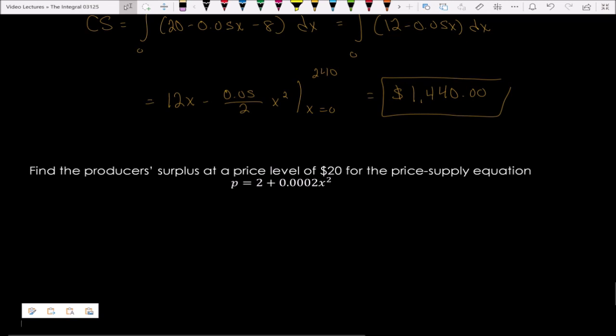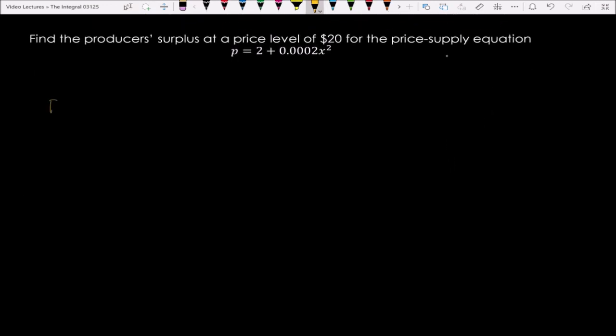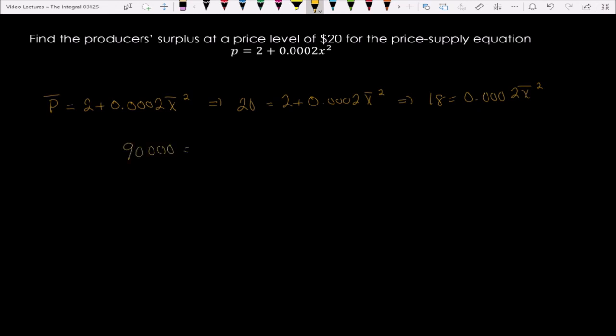Now let's look at this. We want to find the producer surplus at a price level of $20, given the supply equation 2 plus 0.0002 x squared. Again, we need to find x bar, which is found by the equation P bar equals 2 plus 0.0002 x bar squared. So 20 is equal to that, which means that 18 is equal to 0.0002 x bar squared. This means that 90,000 is equal to x bar squared. And so x bar itself is 300, right? X bar has to be a non-negative value, so that's why we can ignore the negative 300.